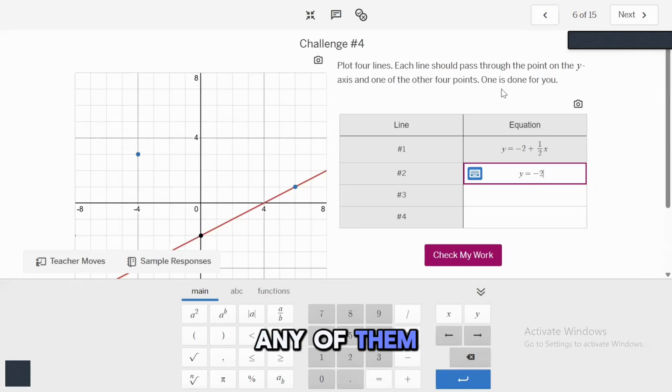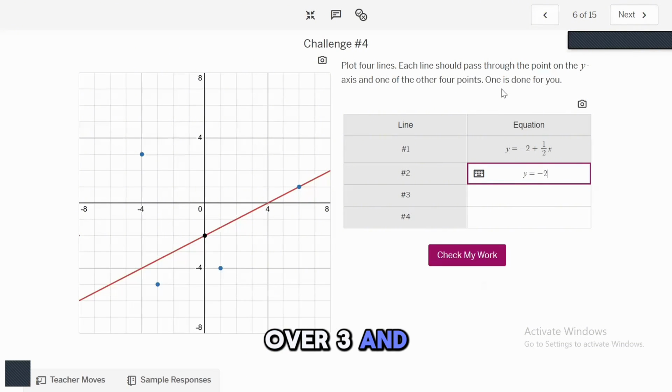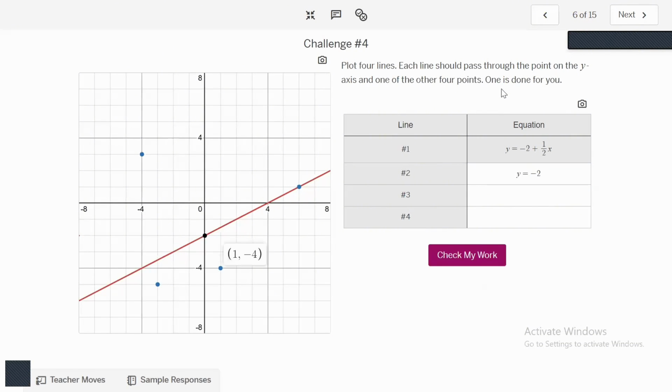Did you get any of them? I'm still on the second one, but the second one, I put 2 over 3, and it's almost right. Okay, so here's a trick. I'm gonna show you a trick of how to figure it out based on having a y-intercept.